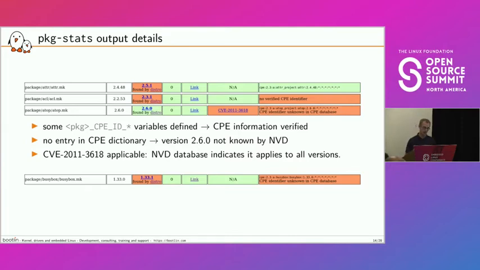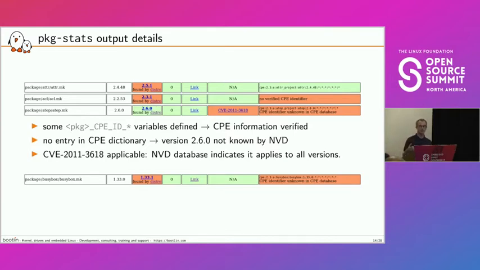You can see in the column before the last that there's a matching CVE, so CVE-2011-3618 here. So we found a CVE matching our version, but the CPE apparently is not known. We have some CPE ID variable defined in Buildroot, but it's not known in the CPE database. So you might wonder, like, it doesn't make any sense. I mean, if a Buildroot developer has gone through the effort of adding CPE identifiers, why isn't that matching?